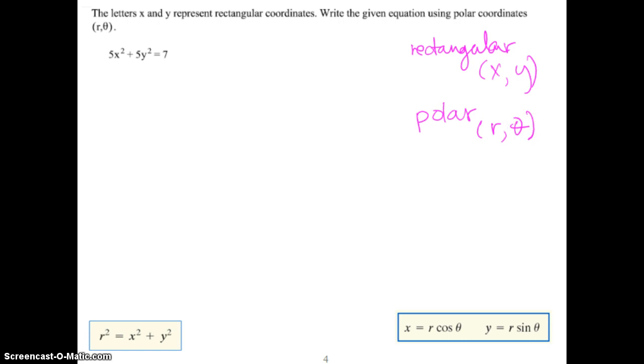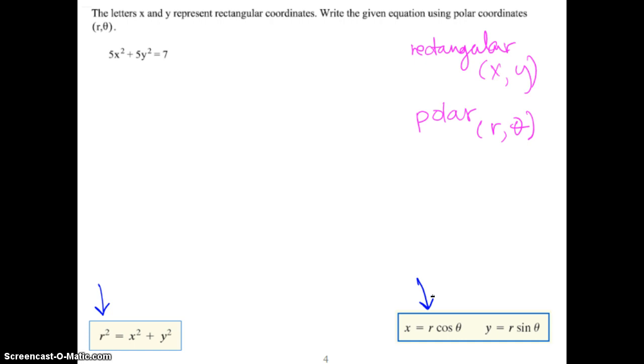So the two most convenient formulas that you're going to be using to do this are, first, x squared plus y squared equals r squared. Remember, r is just the hypotenuse of your triangle, the distance from the origin to the point. And we also know that x is equal to r cosine theta and y equals r sine theta. We learned that in some of the earlier videos.